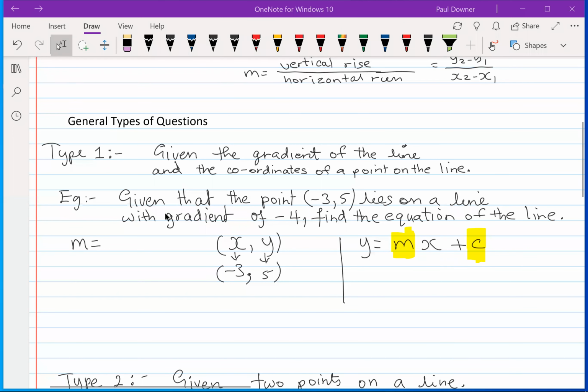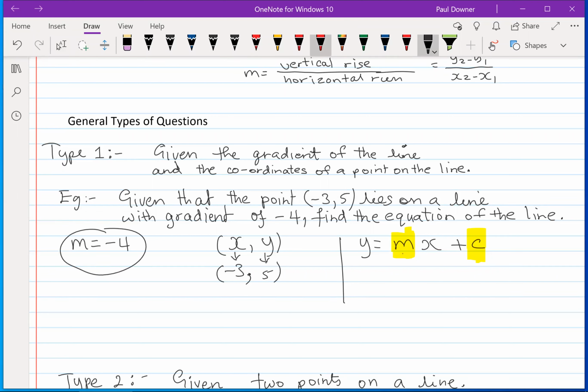Now, the gradient is the first thing that we're going to try to find, because remember, y equals mx plus c. If they don't give us the gradient, then we have to find it. Now, if you notice here, they said the gradient of the line is -4. So that means we have this m value already. That's -4. So we could actually write down m equals -4 right there. That's important. We have that.